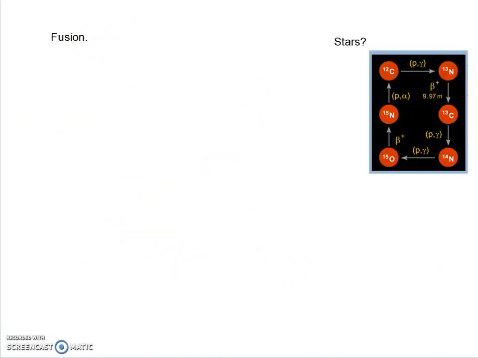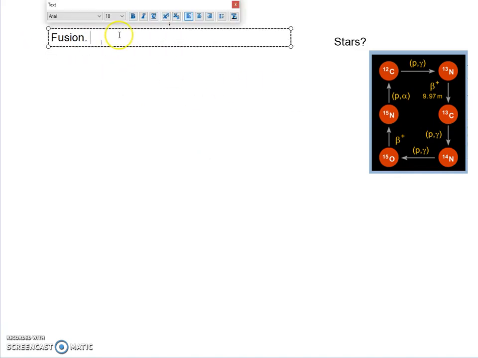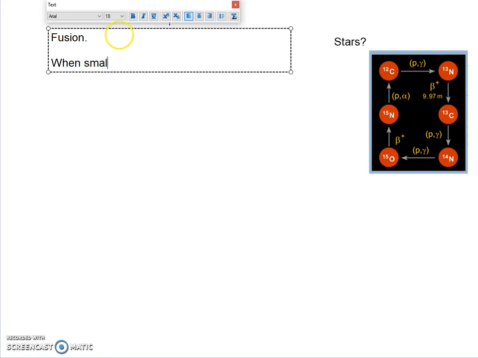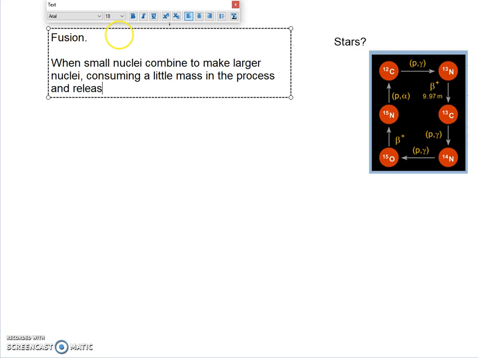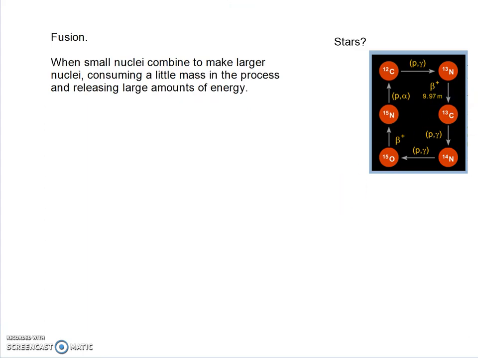Okay, the other one was about fusion. So what is fusion? Well, let's just define it first. Alright, so fusion, when small nuclei combine to make larger nuclei, consuming a little mass in the process and releasing large amounts of energy. So the basic model for this would be, you have two small nuclei, have them collide at high energy, they make a bigger nuclei, and you get some energy left over.